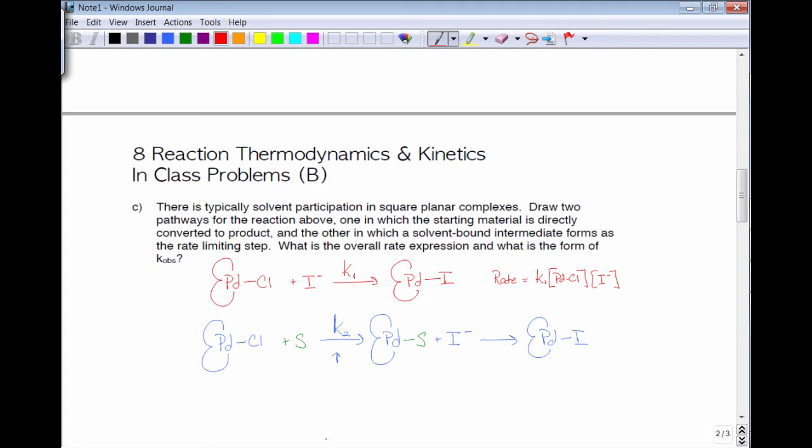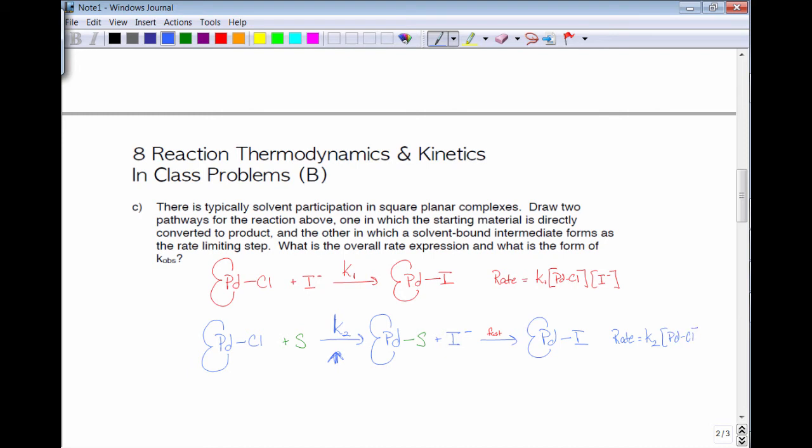The next step is where iodine, or the incoming ligand, replaces the solvent. And since this is fast, I'm not going to write a rate constant there because it's not the rate limiting step of this pathway. And so the pathway rate expression would be, this step here is rate limiting. And so rate is equal to K2 times the concentration of the palladium chloride complex.